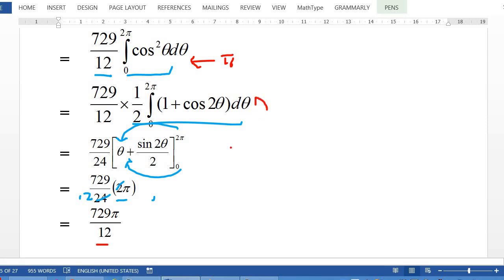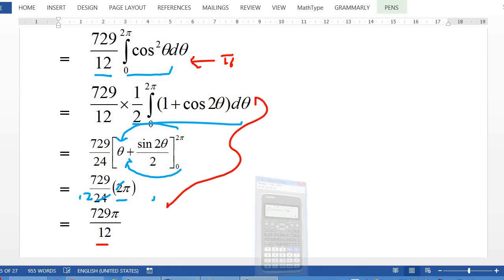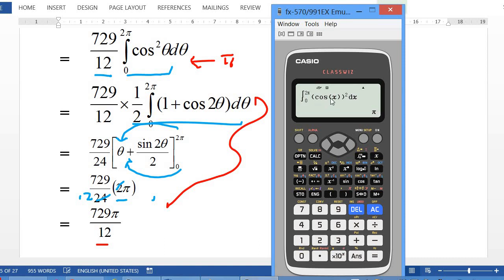But here we calculate manually. You can see, integrating cos squared theta with theta from 0 to 2 pi, by calculator you get the answer pi. So 729 pi over 12.